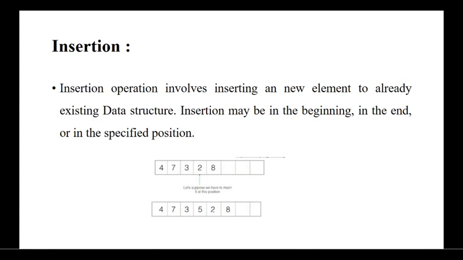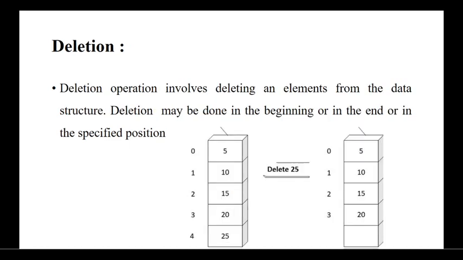Okay, in the same way, let's see the delete operation. Same thing: insertion means we will add an element. Opposite to that, deletion means we are removing or deleting an element from the data structure. Deletion operation involves deleting an element from the data structure. We already have a data structure with elements in it. In that data structure, we want to delete an element. That operation is called a deletion operation.